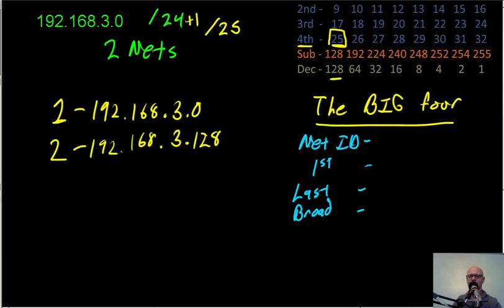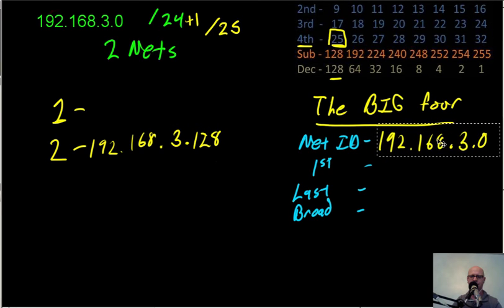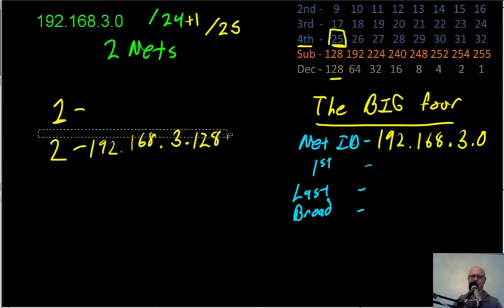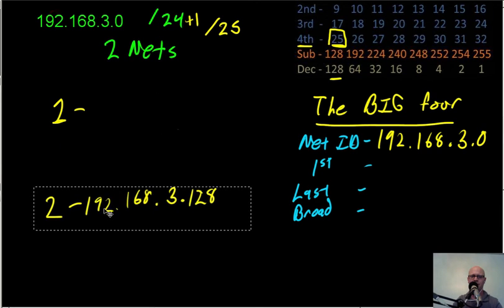And our net ID is already found out for us. That's what we did up here using our increment, our decimal value. So I'm just going to pull our net ID. For network number 1, our net ID is 192.168.3.0, the same as our starting-off network. That's a little tip: your first network is always going to be your starting-off network.